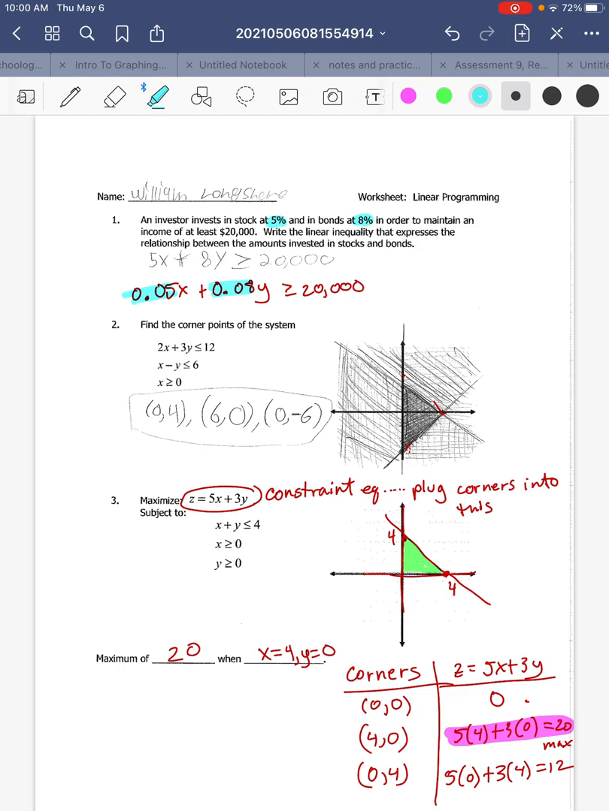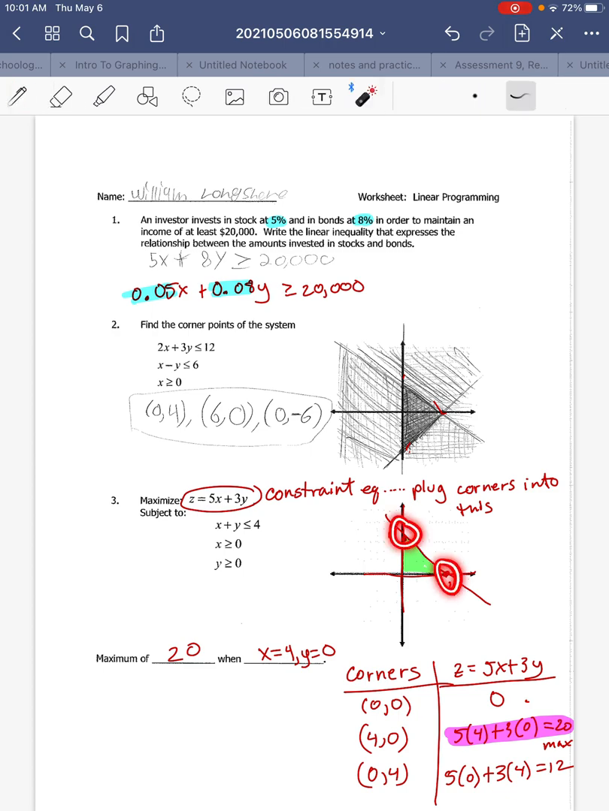In all these problems, you're looking for an area and you're interested in the corners of the area. Let me get my laser. Okay, so you're interested in these corners. These corners produce the most and the least that could happen in your problem, and it's all depending on this constraint equation that they give you.